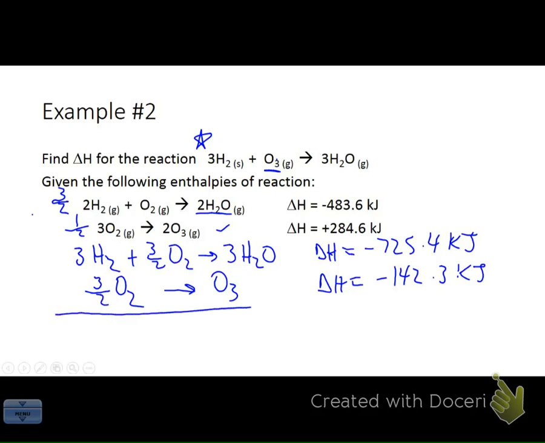So let's add everything together. We'll see here that, okay, I think I saw an error that I made here. This is currently positive, so let's fix that. Now, as I add these together, like I was about to do, we'll see that nothing cancels out. So I need to get rid of these O2s.